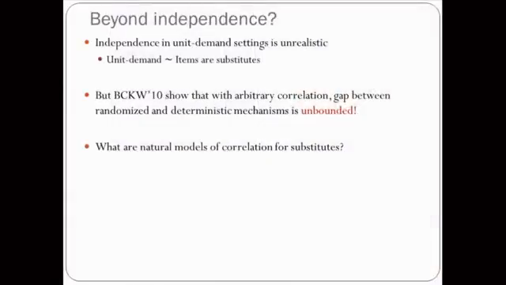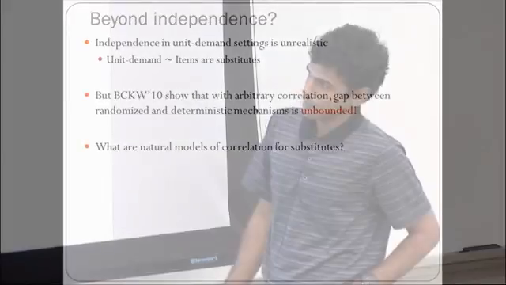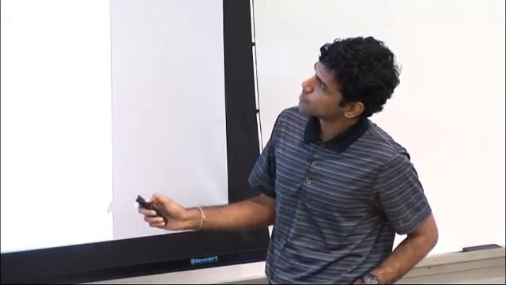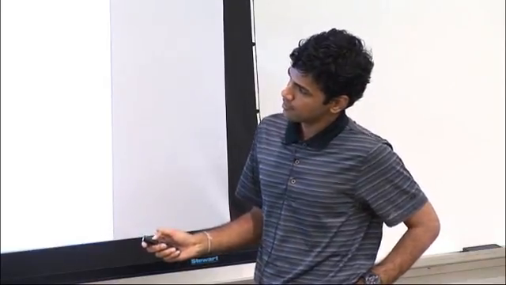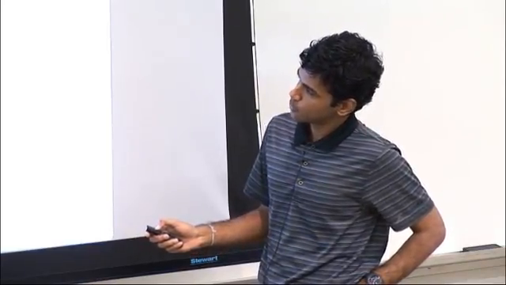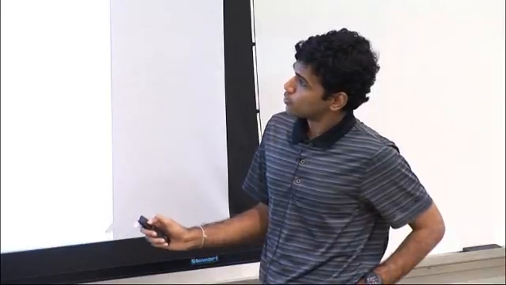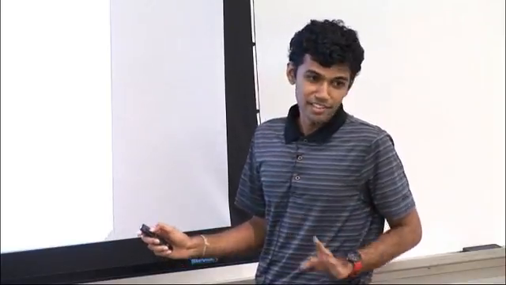So the next thing I want to talk about is what happens if you go beyond independence. Particularly, independence seems unrealistic in unit demand settings. Unit demand means you are basically substitutes. I said hotels as an example: it's very unrealistic that you have completely independent values for different hotels. On the other hand, if you allow for arbitrary correlations, Patrick Briest, Shuchi Chawla, Bobby Kleinberg and Matt Weinberg show that you can get unbounded gaps between deterministic and randomized mechanisms.